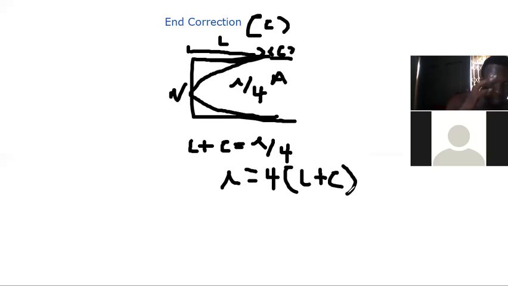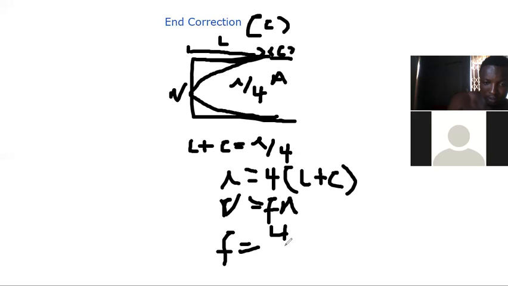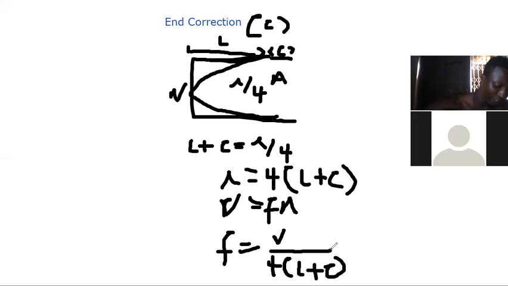So I'm just going to factor this in. Now when we put it into V is equal to F lambda, we are going to get F is equal to V all over 4 into bracket L plus C. So that is it when we consider the end correction. That will be the first one.